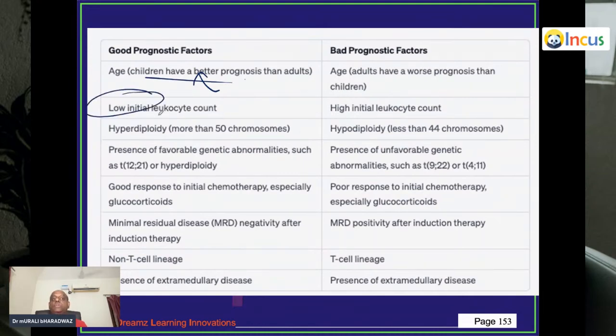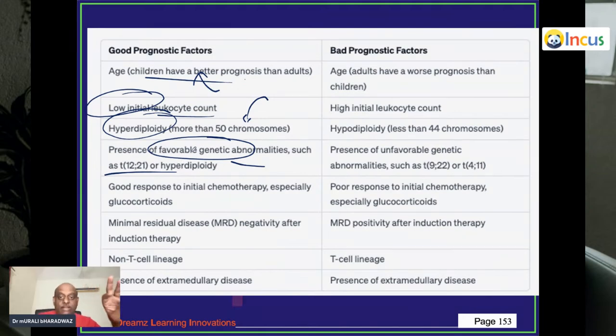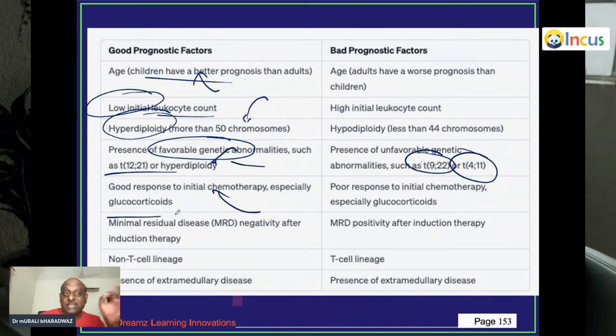Low initial leukocyte count, good. Hyperdiploidy, more than 50 chromosomes, good. Presence of favorable genetic alteration like t(12;21) or hyperdiploidy. Whereas t(9;22) or t(14;11), bad prognosis. Good response to initial chemotherapy, especially steroids, is good. If it is a poor response, not good.